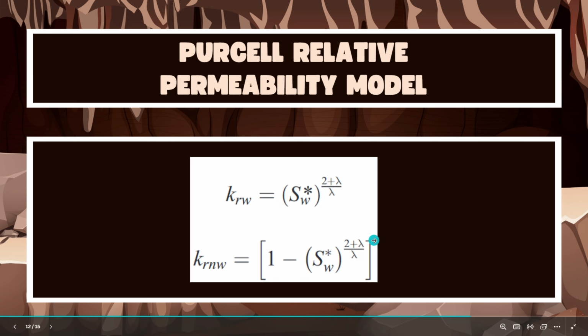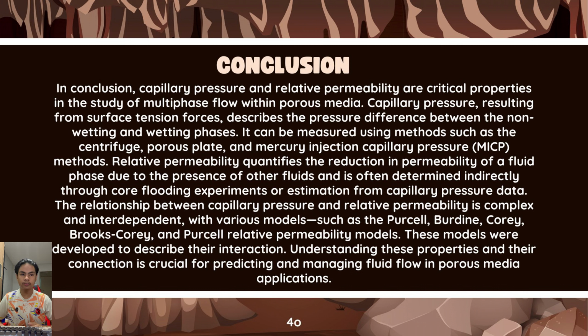The relationship between capillary pressure and permeability is complex and interdependent, with various models being used, such as the Purcell, Burdine, Corey, Brooks-Corey, and Purcell relative permeability models. These models were developed to describe their interaction, and understanding these properties and their connection is crucial for predicting and managing fluid flow in porous media.